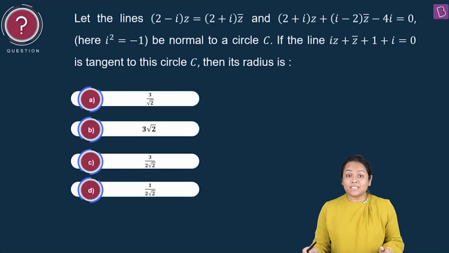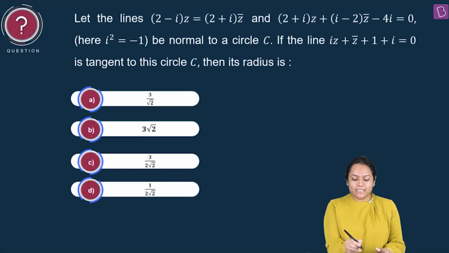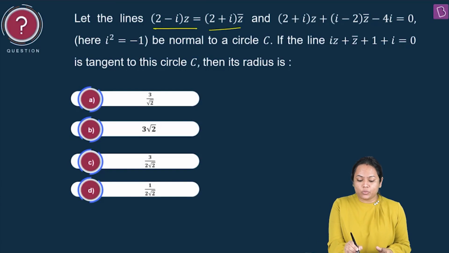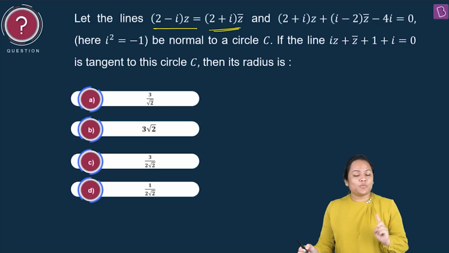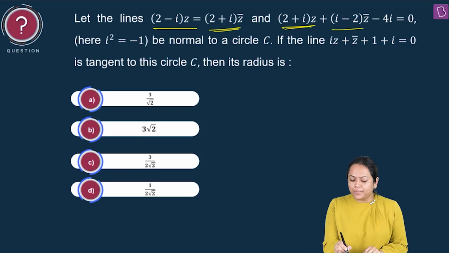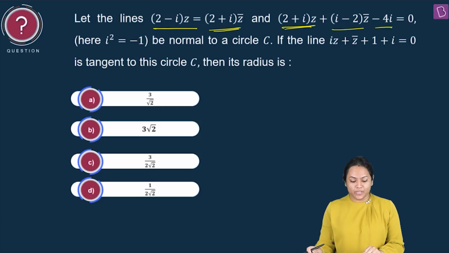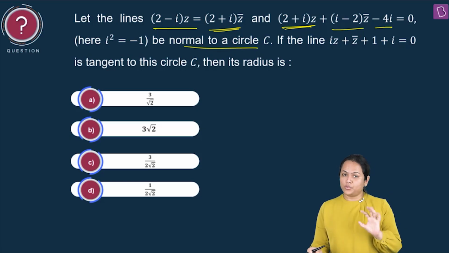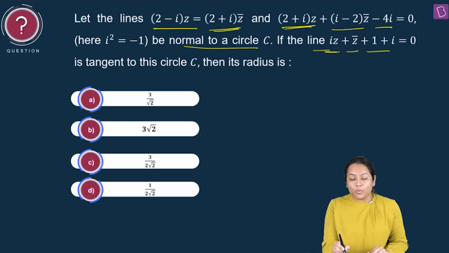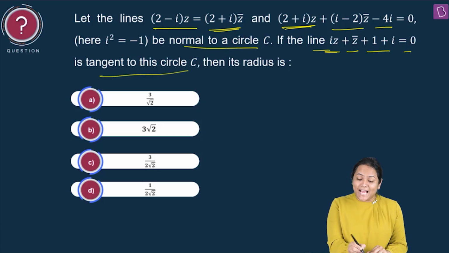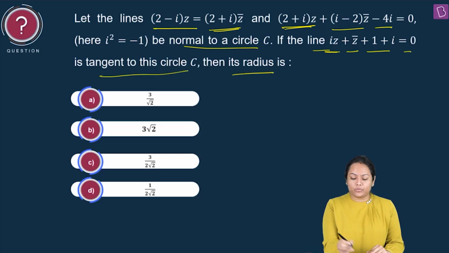Well, moving further, this question is saying, let the lines 2 minus iota z is equal to 2 plus iota z bar, a question of complex number, and there's one more line, 2 plus iota z plus iota minus 2 times z bar minus 4 iota equal to 0, be normal to a circle. So they have given two normals to the circle C. Further, they have said if the line iota z plus z bar plus 1 plus iota equal to 0 is tangent to the circle, what is the radius?